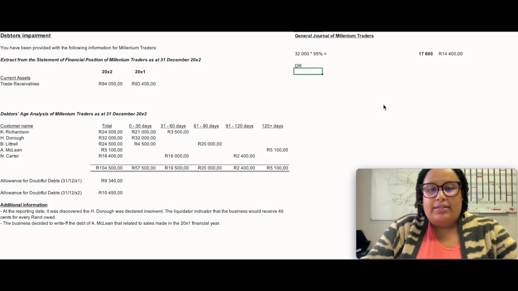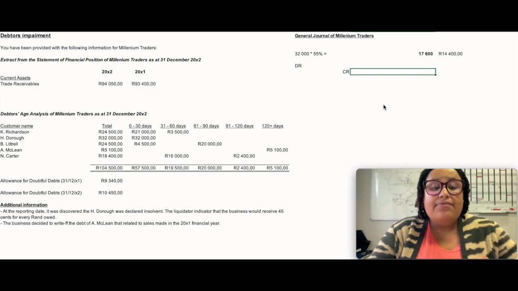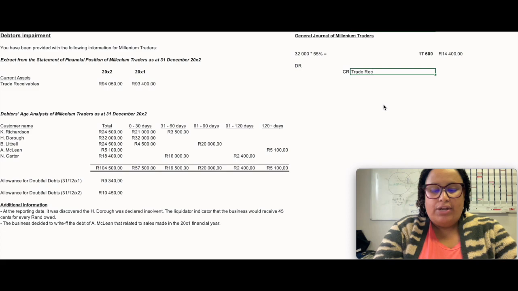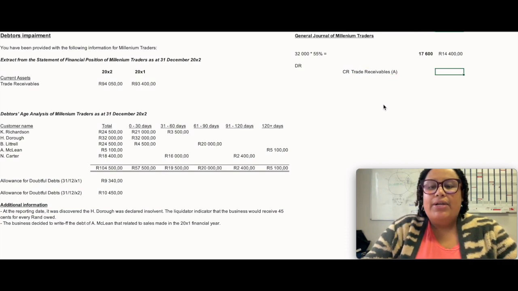let's go and do that. So I'm going to start with my debit and then my credit. Now, because this is a specific debtor, we know that this is a specific debtor that has gone bad, we can take our credit directly to the trade receivables. We can take that directly to trade receivables because we know that it is a specific debtor that has gone bad, and that would be for 17,600.